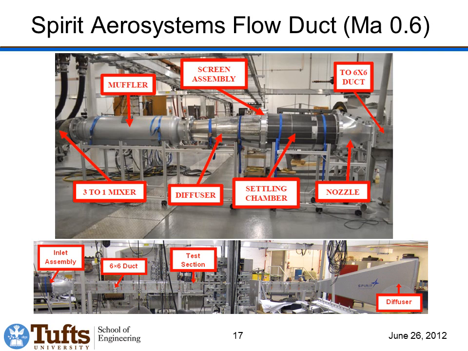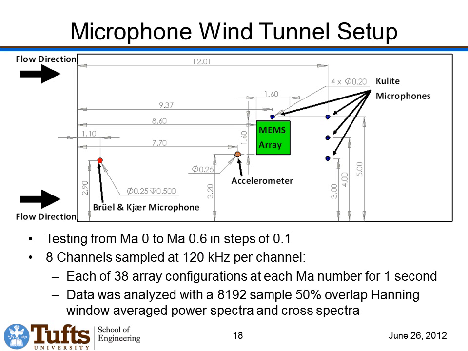And they have inline some diffusers, settling chambers, some vibration absorbing panels, and some screens and so forth to try to make the flow nice and laminar when it first enters the test section. Once it enters the test section, the boundary layer starts to grow and then becomes turbulent, and then we have our MEMS array mounted in this test section, flush with the wall, where it will be underneath a turbulent boundary layer.